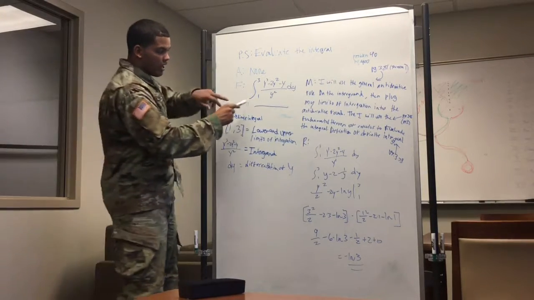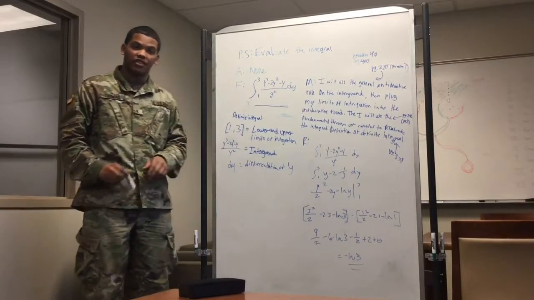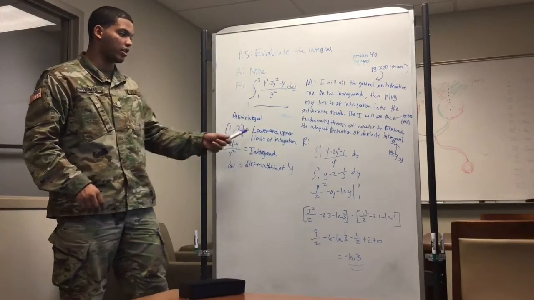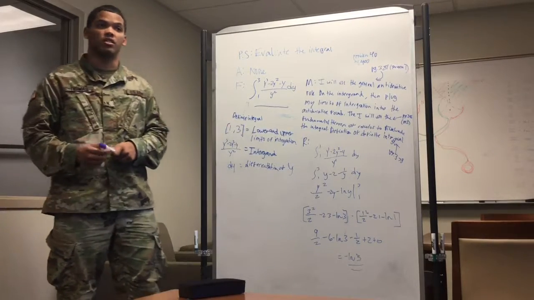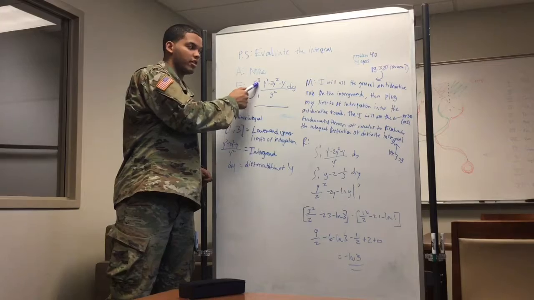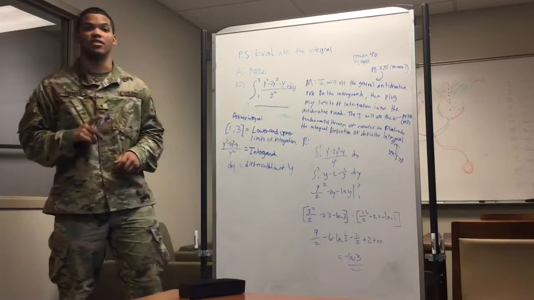So this right here is the definite integral. 3 and 1 are the lower and upper limits of integration. As you can see, 3 is on the upper limit of integration. That's because it is higher.